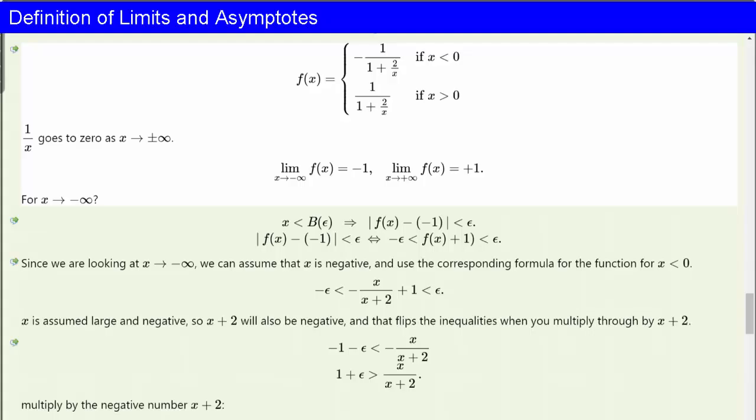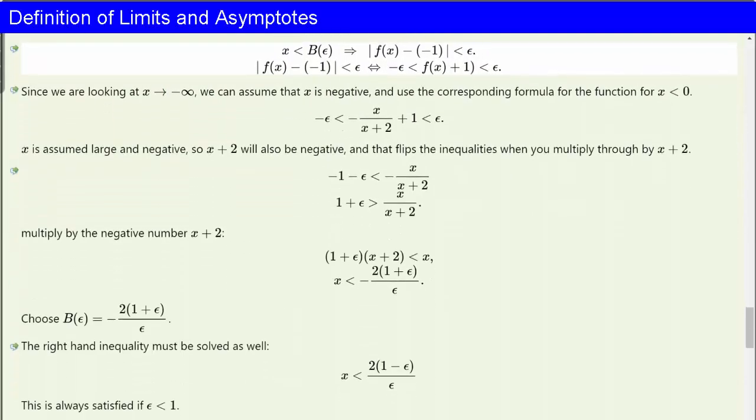Let's prove it for x tending to minus infinity. We want to show that for any epsilon, there is a number B(epsilon) such that x less than B(epsilon) implies that the absolute value of f(x) minus the number minus 1 is less than epsilon. Exactly as we did with sequences, we take the target statement and try to find out what it tells us about restricting x. The absolute value of f(x) minus minus 1 less than epsilon is equivalent to f(x) plus 1 lying between minus epsilon and epsilon.